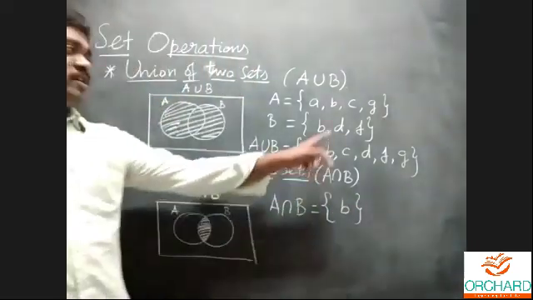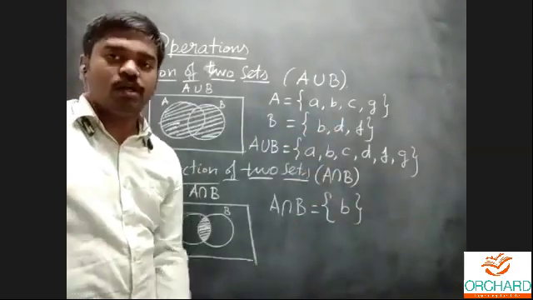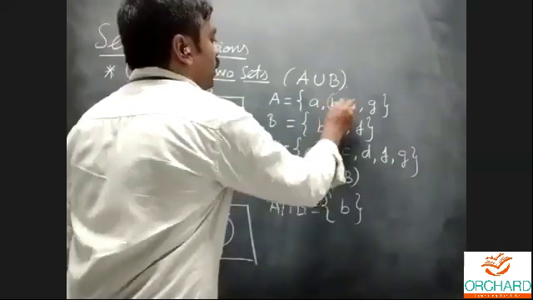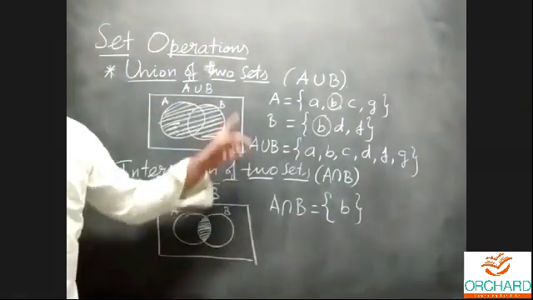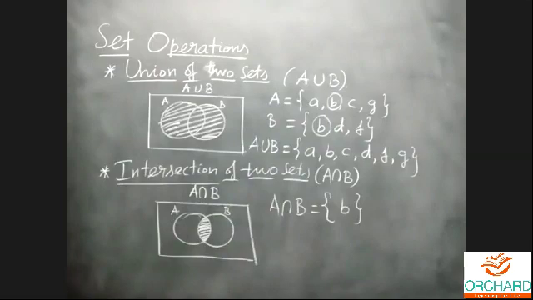Okay. Intersection between the two sets A and B, intersection of common element. We have only one element common. Okay, this is only the idea for union of two sets and intersection of two sets.